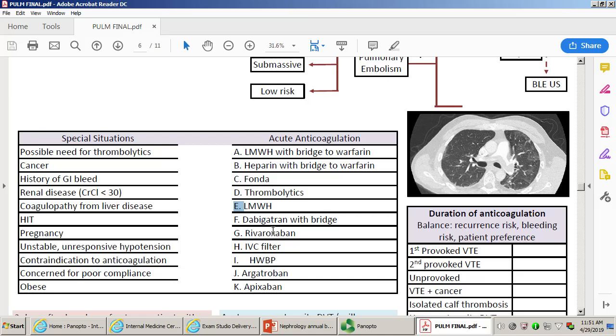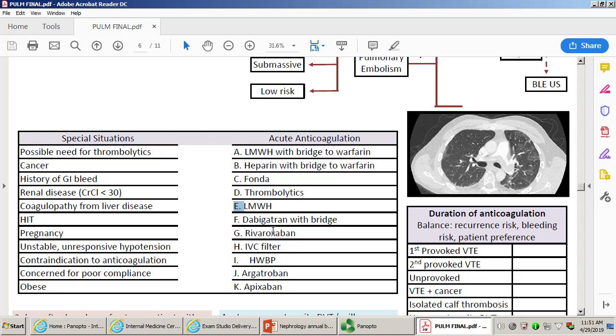And for valves, you have a period of time, like the second trimester, where you can do warfarin, because it's teratogenic. And then you also want to stay away from it during delivery. Unstable with unresponsive hypotension: thrombolytics.